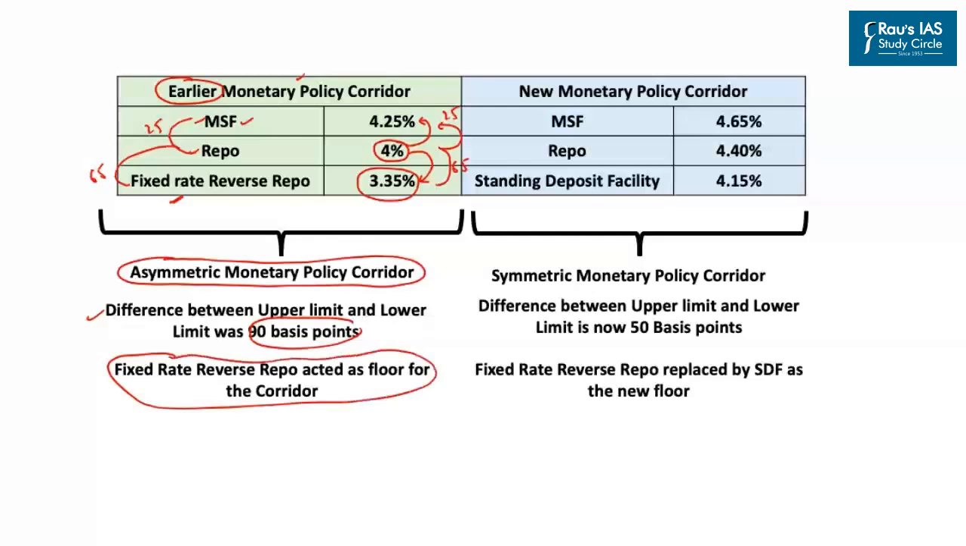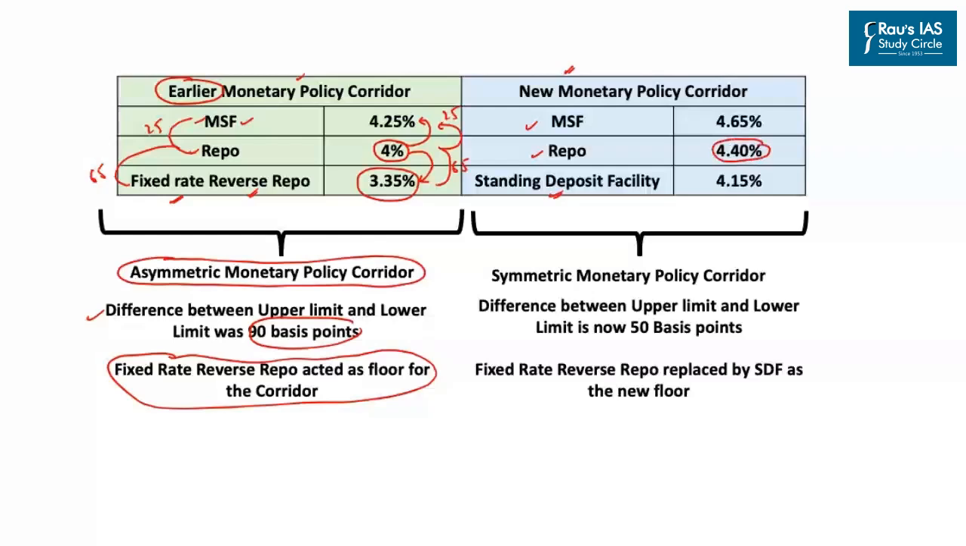But in the month of April 2022, the RBI adopted a new monetary policy corridor. As per the new monetary policy corridor, as you can clearly see here, the fixed rate reverse repo has been replaced by the standing deposit facility as the new floor. The other things remained the same. And so we have repo in the middle, and at the upper level we have the marginal standing facility.